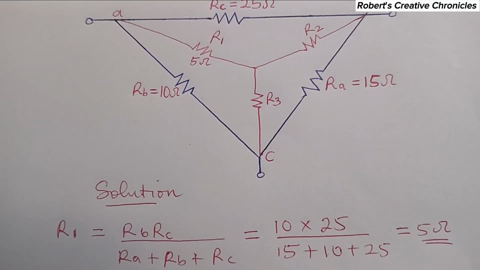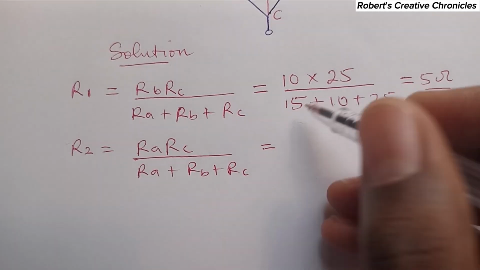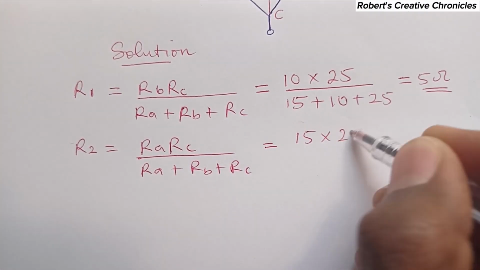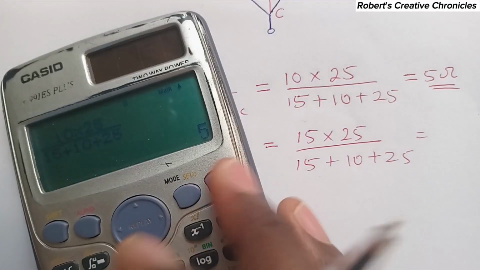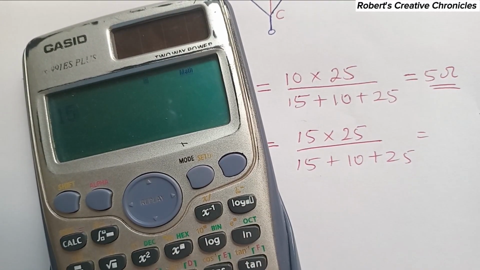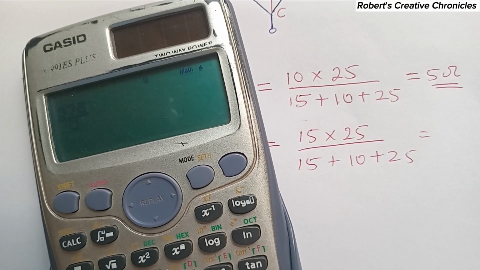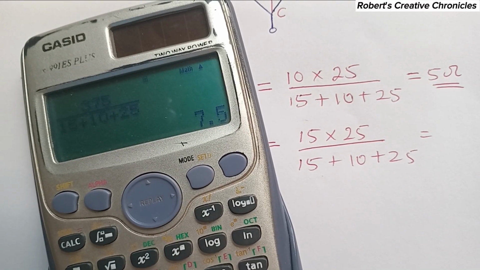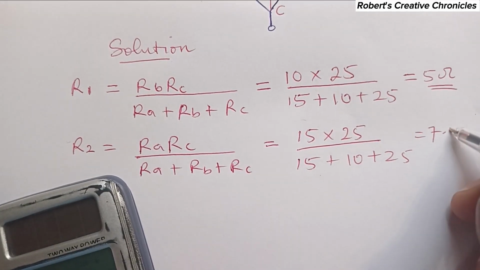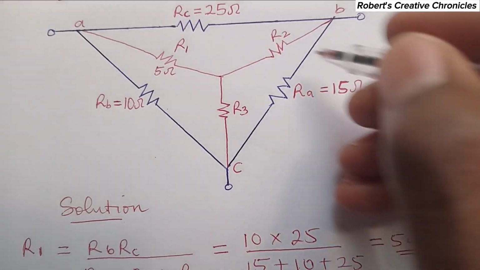So what's R2? RA RC. RA is 15, RC is 25. 15 times 25 over 15 plus 10 plus 25. So it's 7.5 ohms. So R2 is 7.5 ohms.